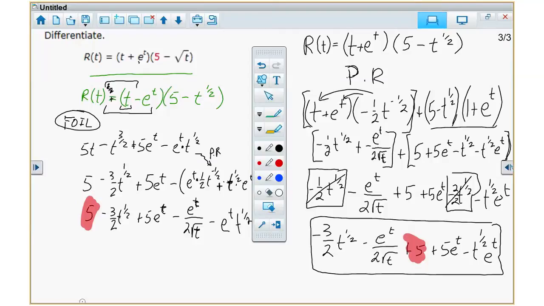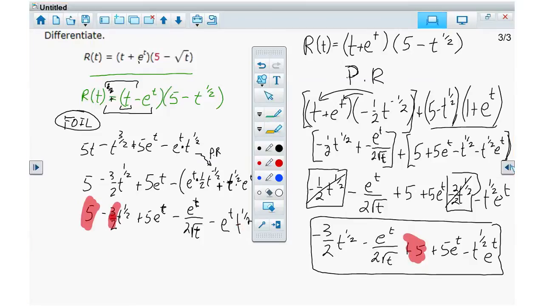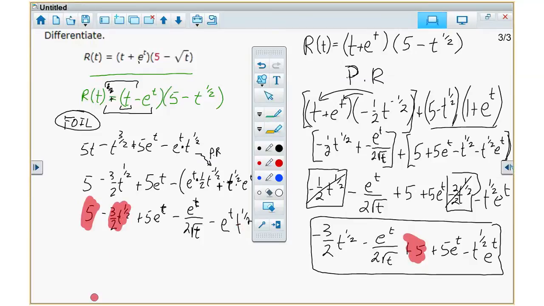There we go. Minus 3 halves t, and then negative e. Got that. 5e to the t. Got that. And then negative e to the t times t to the 1/2. What's the chances of you getting the wrong answer twice? Very slim. If you got everything the same, then chances are you're correct. Ready to get rid of that half credit. Yeah. Miss Brandon, does that help you out?